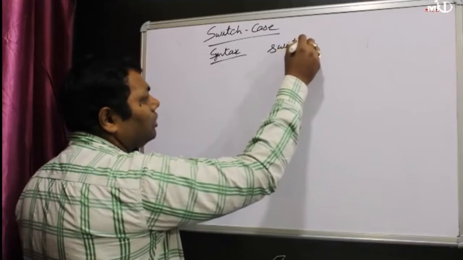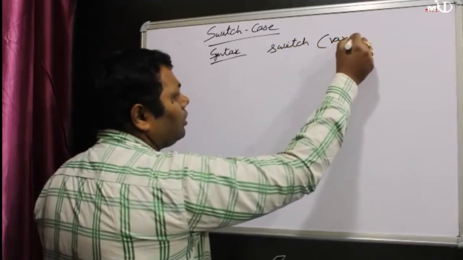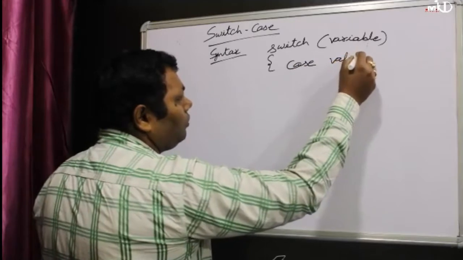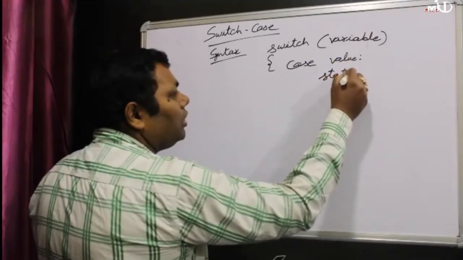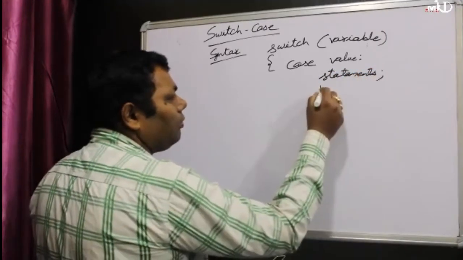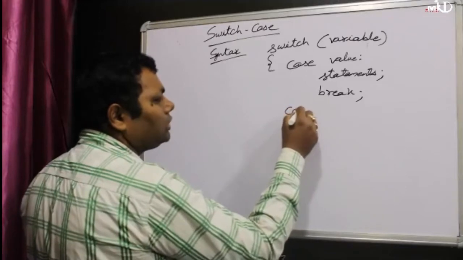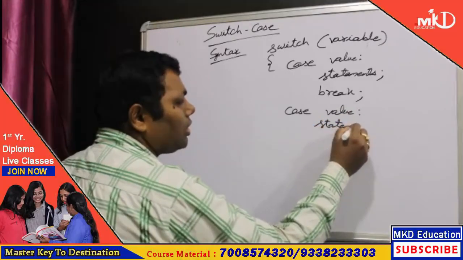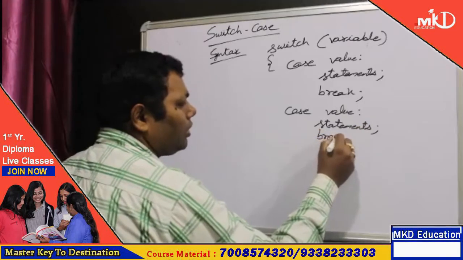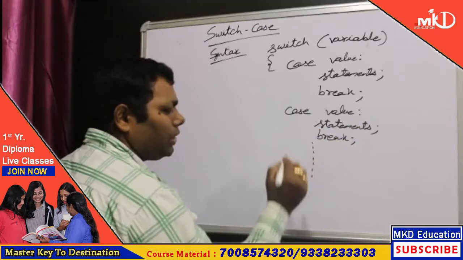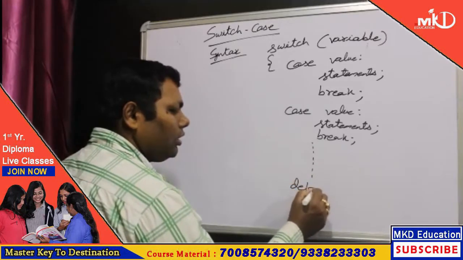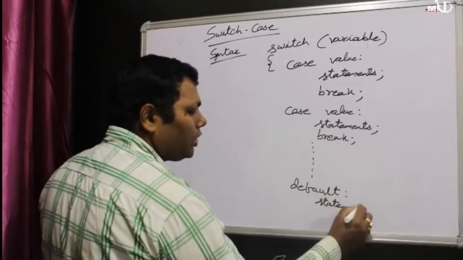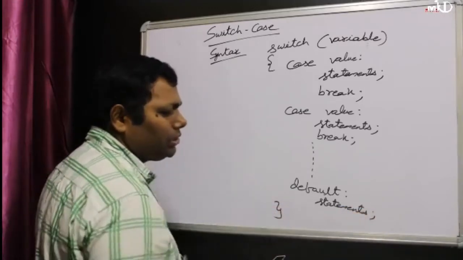switch (variable) open the curly braces, case value colon, statements, break; case another value colon, statements, break; similarly any number of cases, and finally default colon, statements; semicolon, close the curly braces.